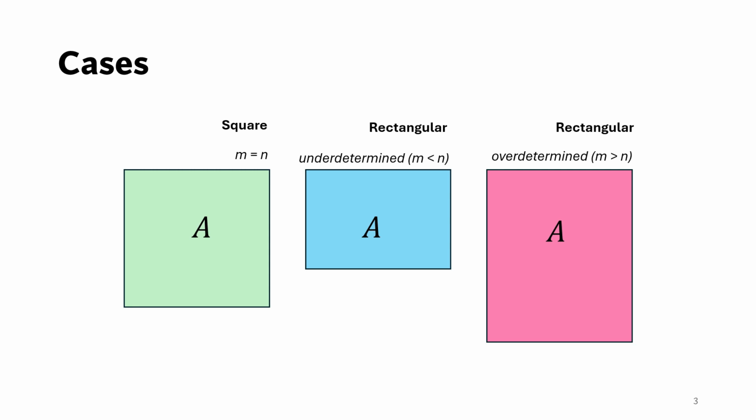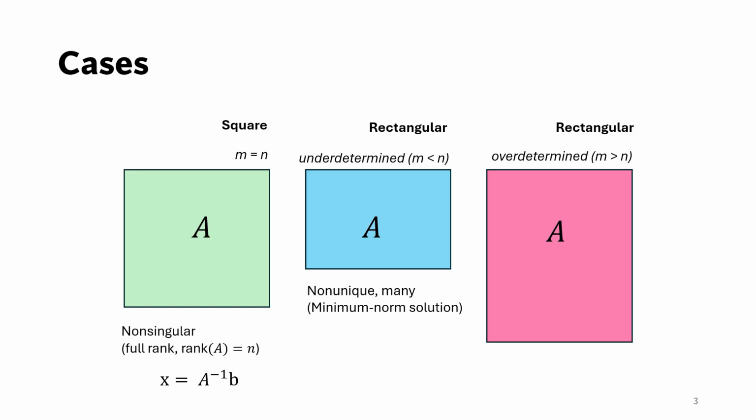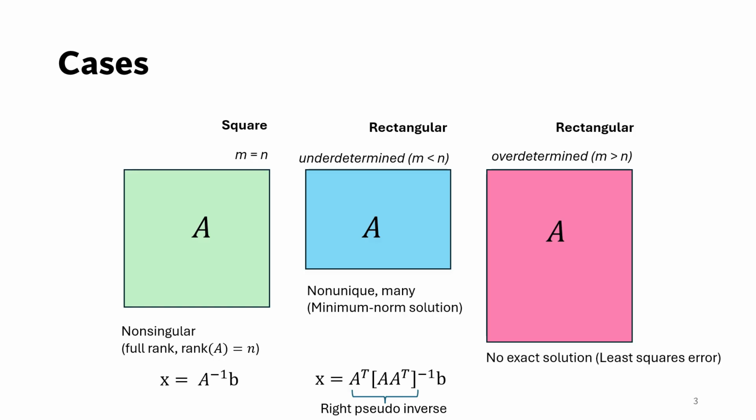When the coefficient matrix is square and non-singular, that is, its determinant is non-zero and it is full rank, then we can get a unique solution using the product of A inverse and the output vector B. In the underdetermined case, we have many solutions and we can find a minimum norm solution using this equation. In the overdetermined case, there might exist no exact solution and we must find a solution based on global error minimization. Let's look at an example.